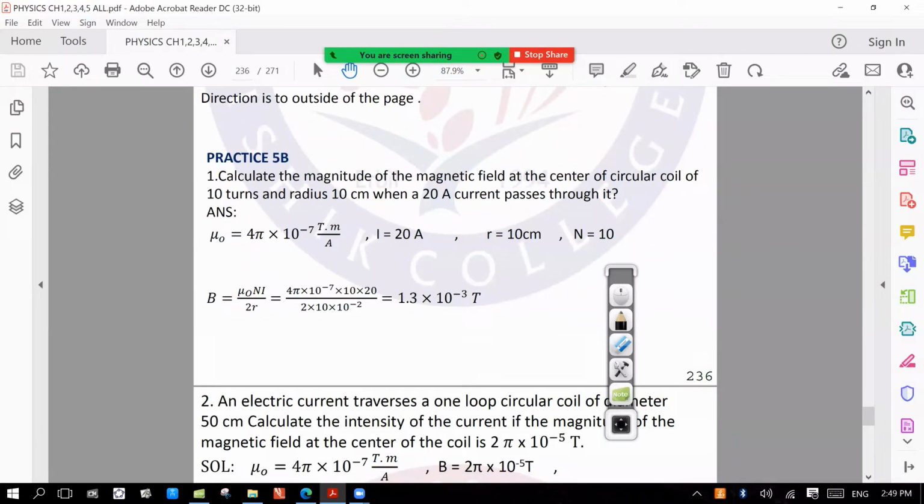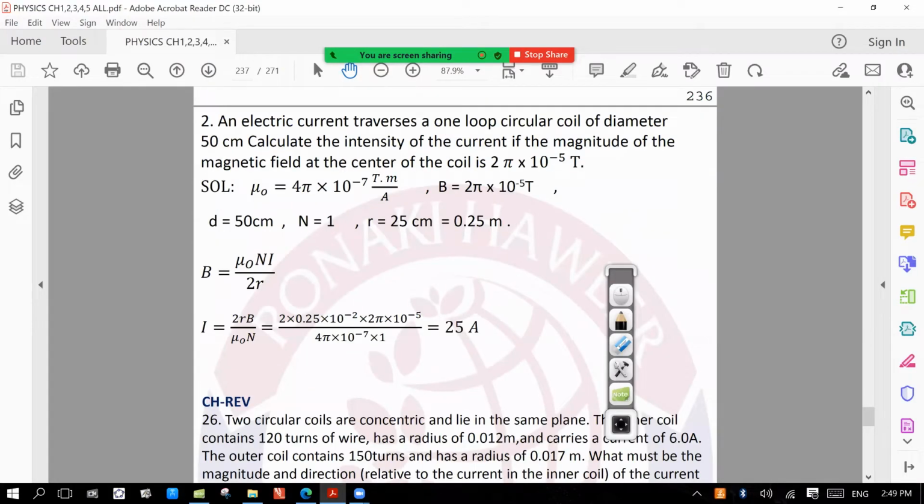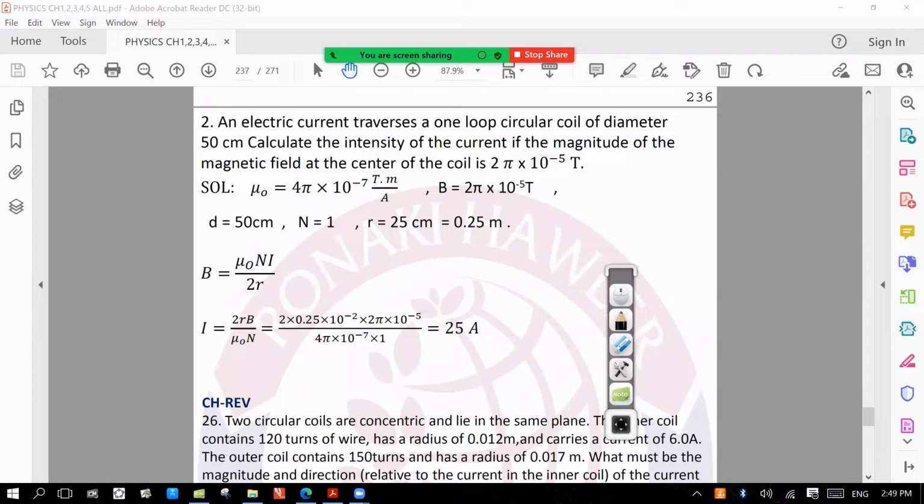And as you see, we wrote direction is outside of the page, which is positive Z. Now we have that question. It's similar to the previous question. Electric current travels one loop in a circular coil of diameter 50 centimeter. Diameter is given, we have to make it the radius. That's why we wrote 25 centimeter, and then we change 25 centimeter to meter, divided by 100, which is going to be 0.25 meter.